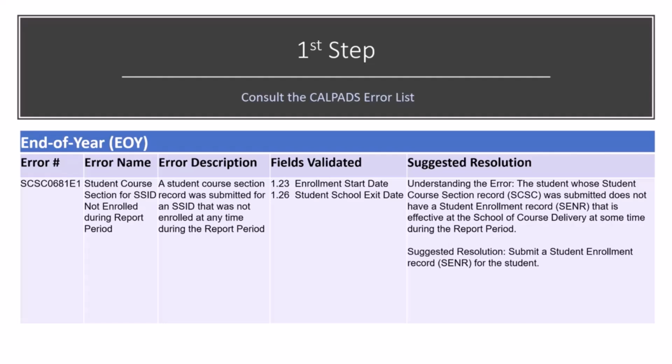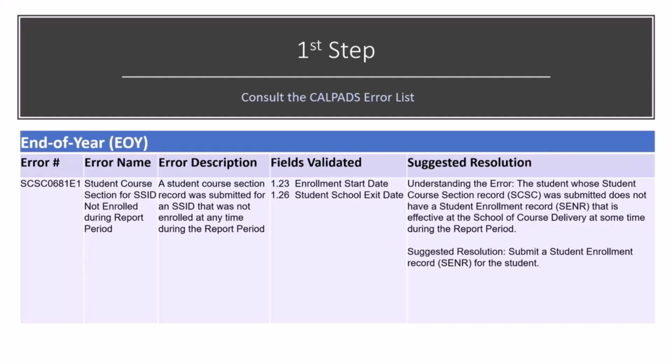The error description says a student course section record was submitted for an SSID that was not enrolled at any time during the reporting period. To identify these students that are not enrolled, it's going to look at the student enrollment record. Enrollment start date is a field validated, as well as the student school exit date. Understand the error: the student whose student course section record was submitted does not have a student enrollment record that is effective at the school of course delivery.